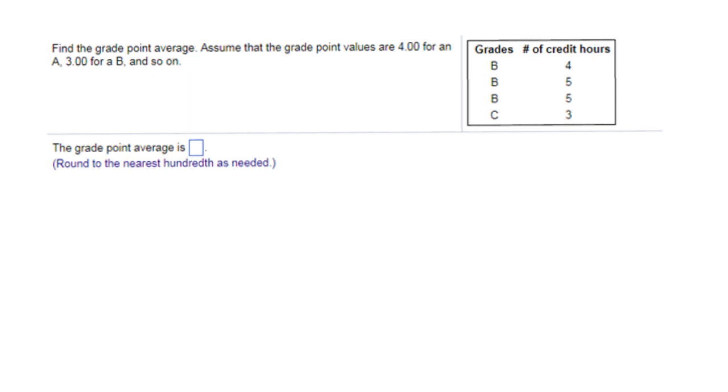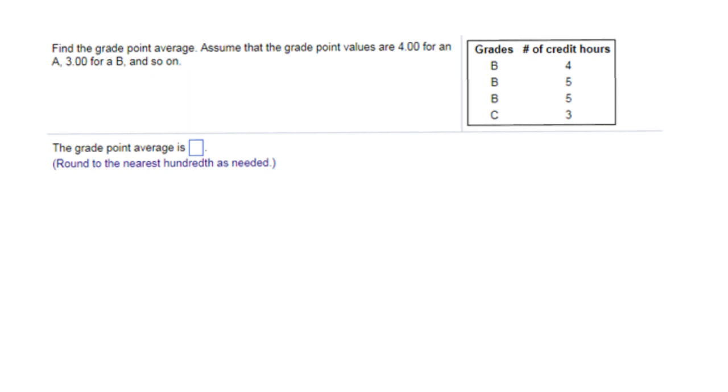So first of all, how do we know how many credit hours we took that semester? We need to add up this column right here and calculate. So you take 4 plus 5 plus 5 plus 3, and we took 17 credit hours. Well, that's a pretty good load there. And then when you add the number of point values you earned for that semester with those grades, you earned 48.